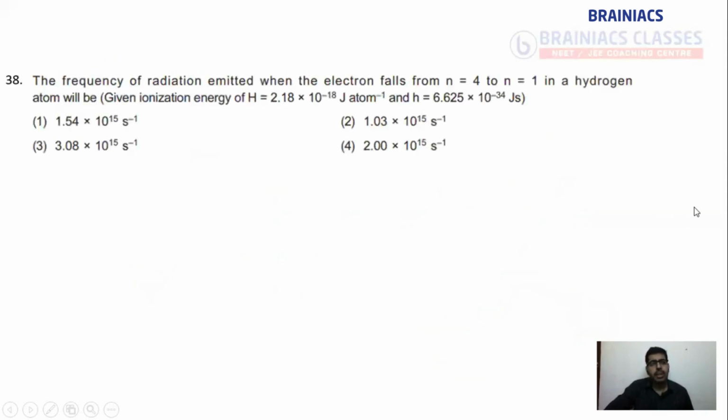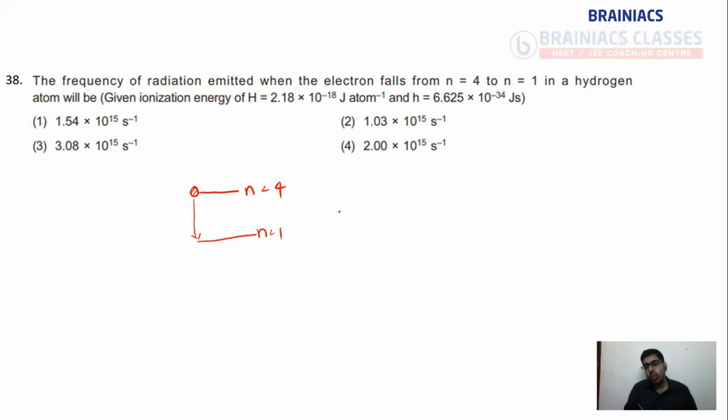Moving on to question number 38. The frequency of the radiation emitted when an electron flows from n is equal to 4 to n is equal to 1. So an electron is falling from n is equal to 4 to n is equal to 1 in a hydrogen atom. We have to calculate the frequency of radiation emitted.